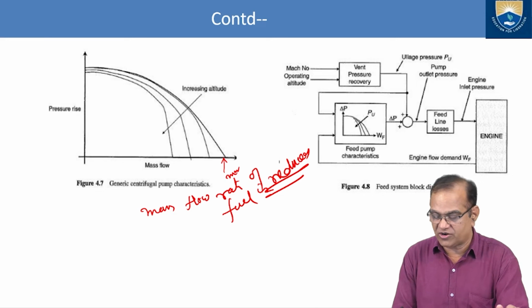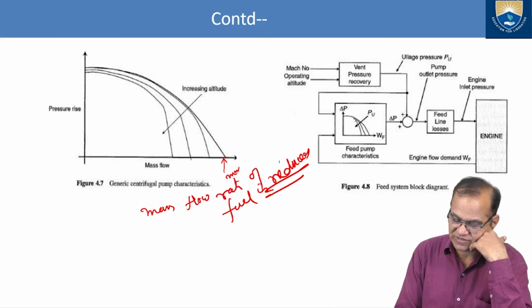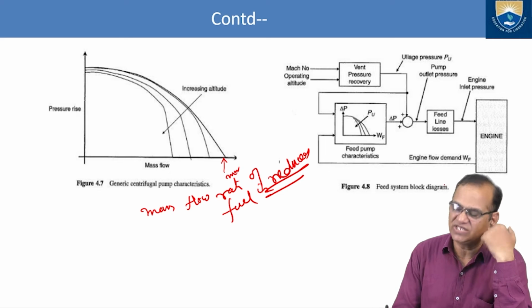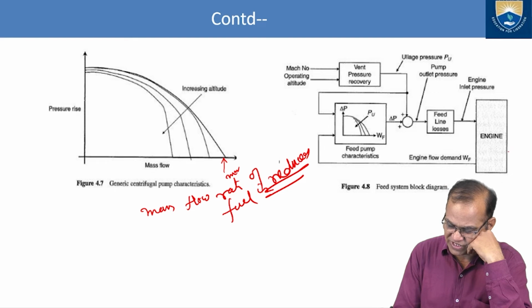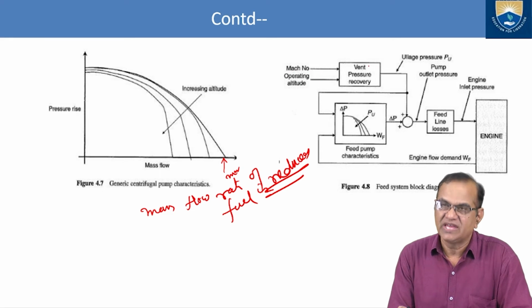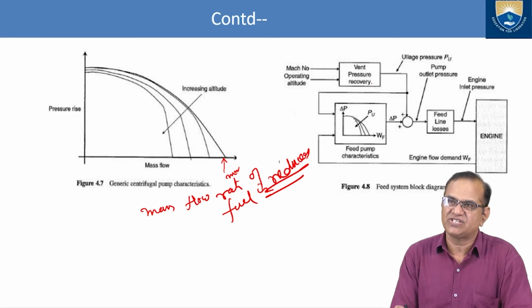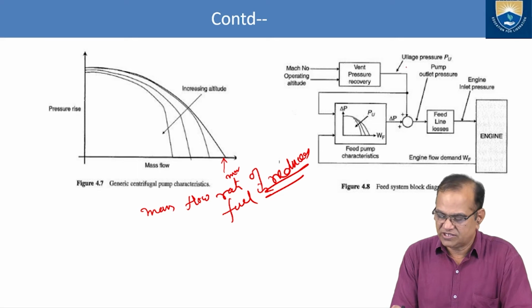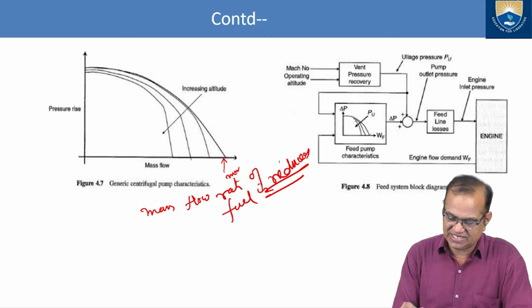Feed system block diagram: how the fuel enters from the tank to the engine. Here we have the Mach number and operating altitude sensor. Here is a vent pressure recovery system. Here is the ullage pressure, PU. Then here we have the feed pump characteristics. It is a centrifugal pump here.